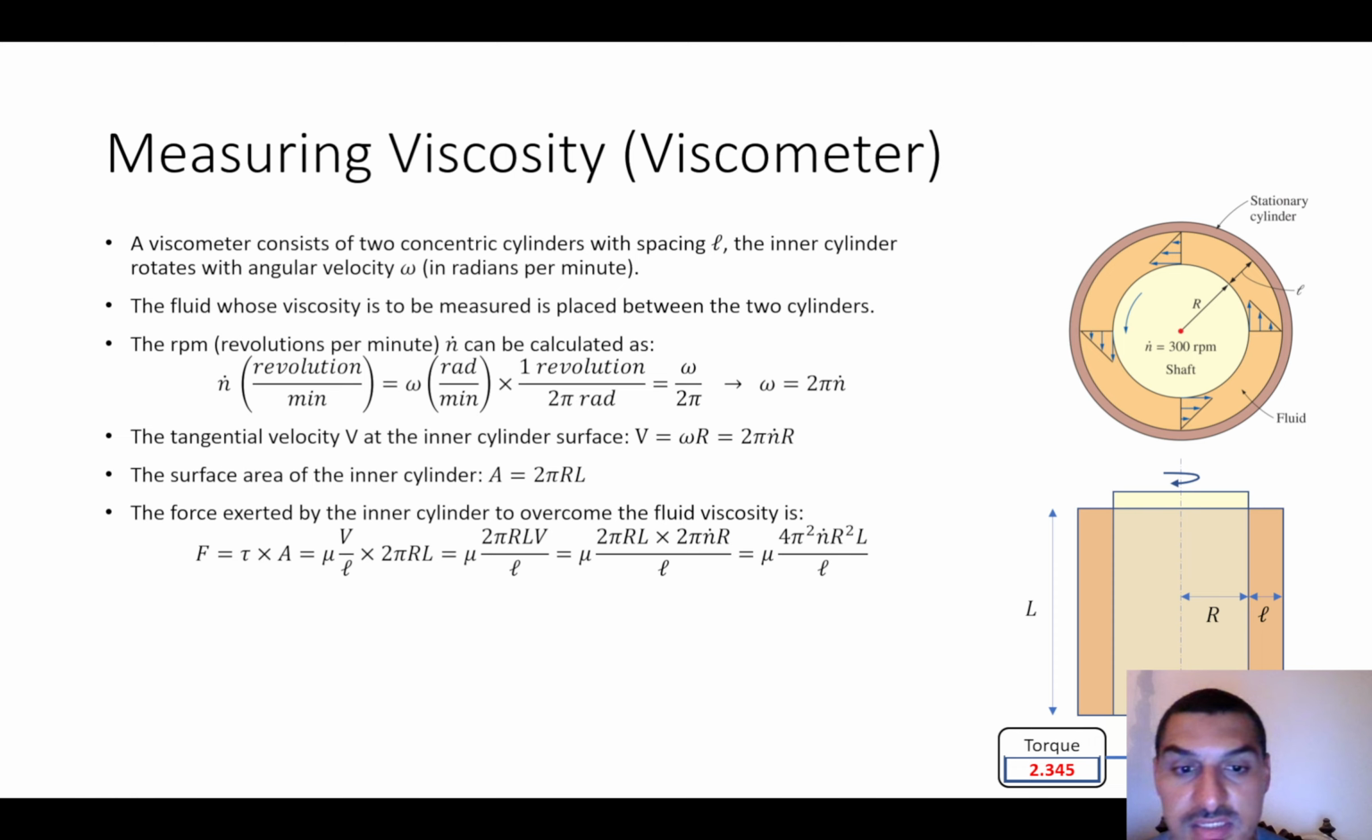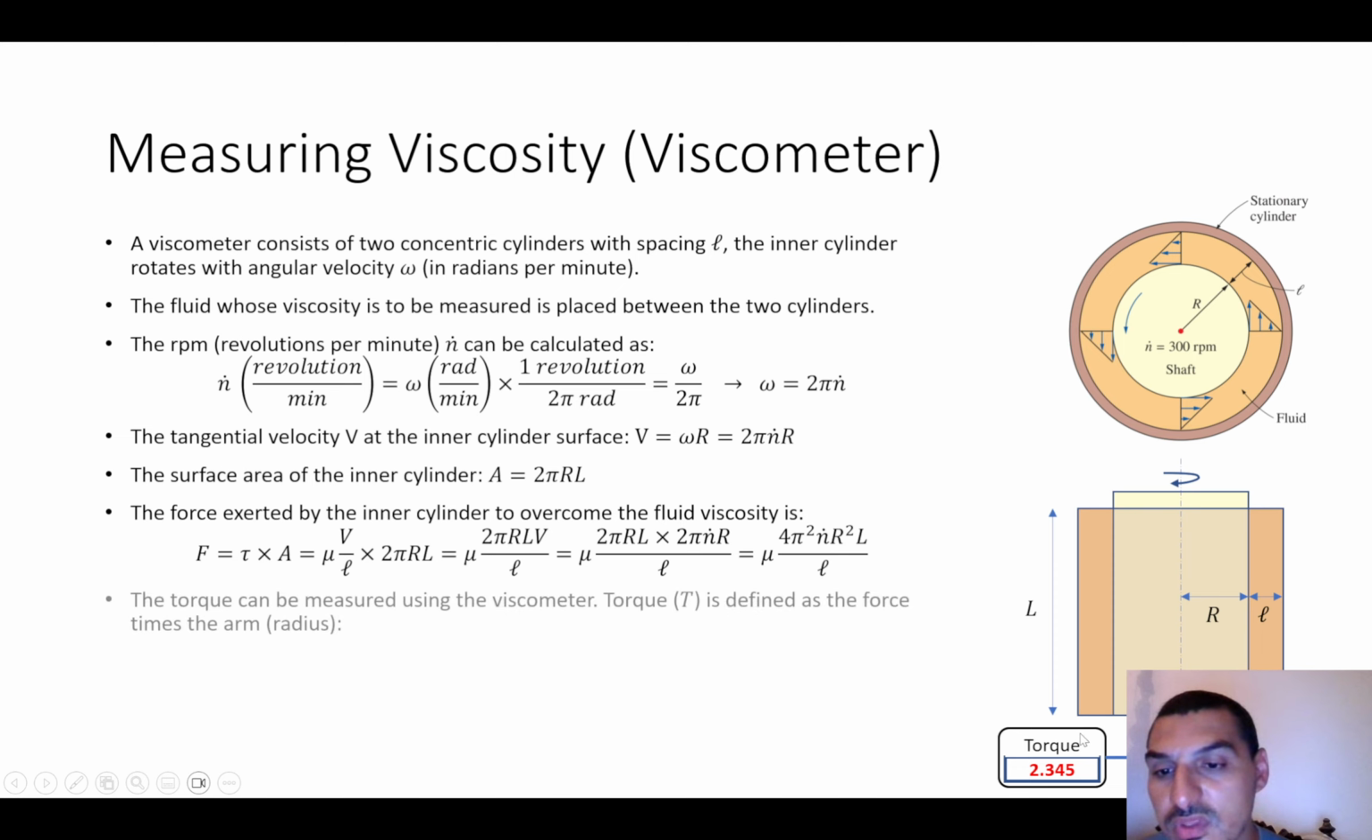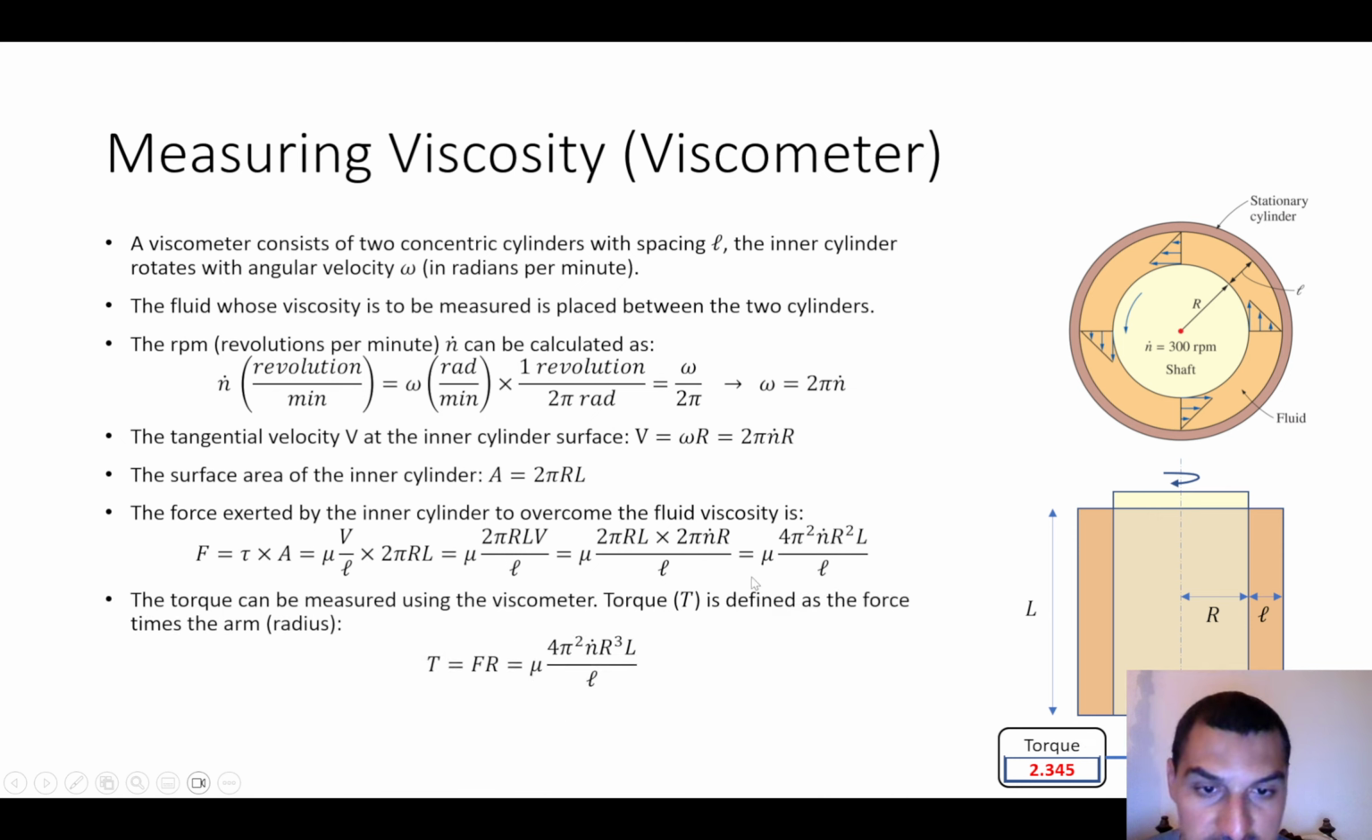So this equation is the force, and we don't know the force, but we know the torque. The torque is the force times the radius. So it's mu times this whole equation, the same, but with r to the power 3 instead of r squared. This is the torque that the machine will measure. So if we know the torque, the dimensions of the machine, and the rotations per minute, n, we can calculate the viscosity. This is simply how we can calculate the viscosity using the viscometer.